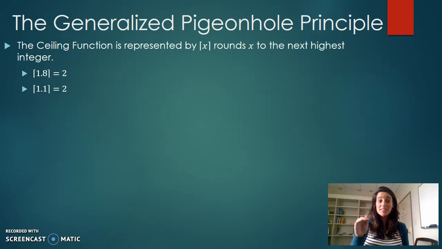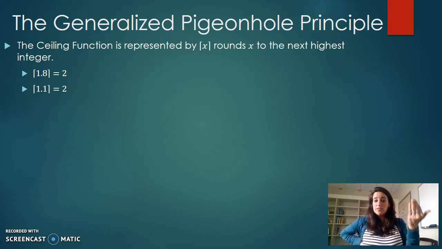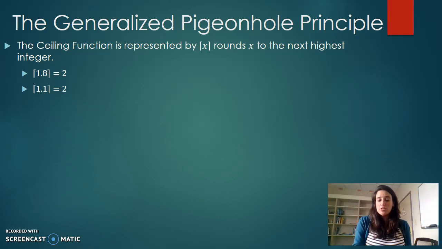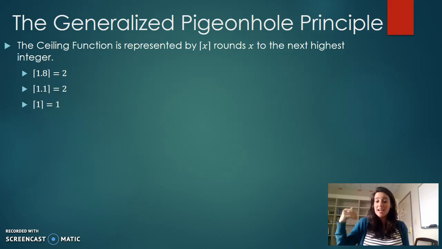The ceiling of 1.1 rounds up to the next highest integer, which is 2. So this is different than how you were taught to round in elementary school. 1.1 technically rounds down, but anything you put into the ceiling function rounds up. That's why it's called the ceiling. So 1.1 rounds up to the next highest integer, which is 2. And if you plug in an integer, then it gets to stay the integer that it is. For 1, the integer that it would round to is 1. But if I had 1.00001, anything bigger rounds up to the next highest integer, which would be 2.